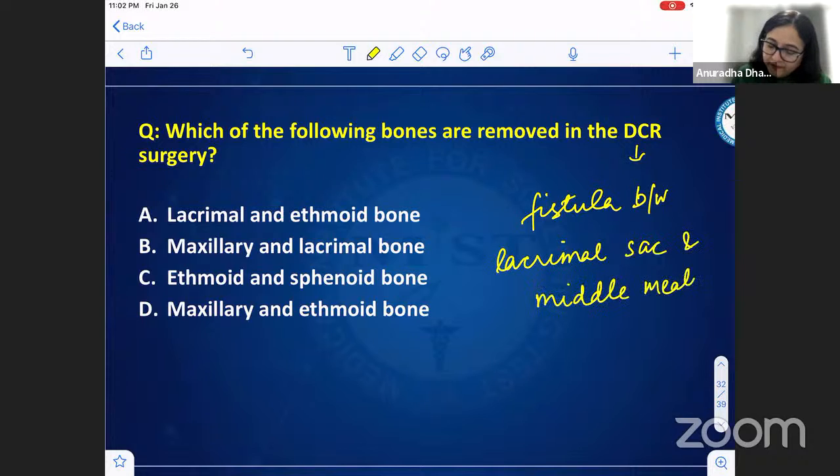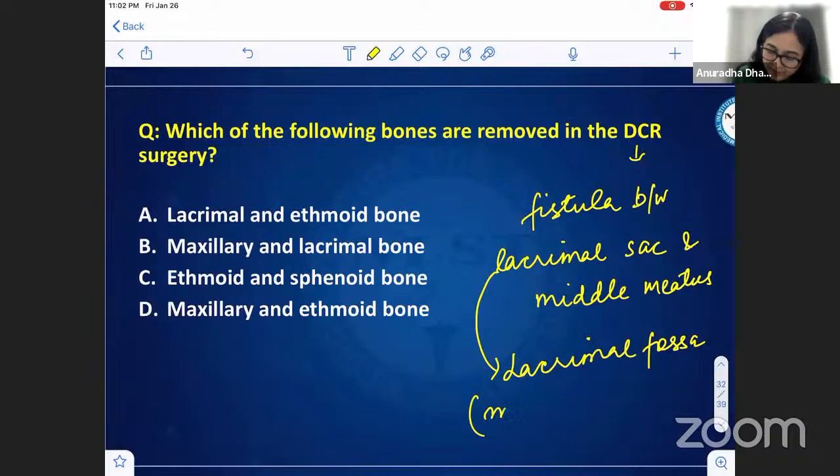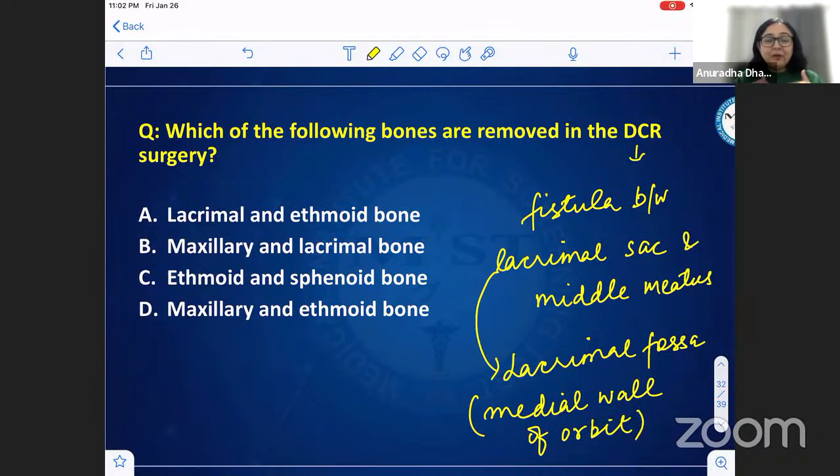Now, where is the lacrimal sac, my friends? The lacrimal sac is located on the medial wall of the orbit. It is present in the lacrimal fossa, on the medial wall of the orbit.